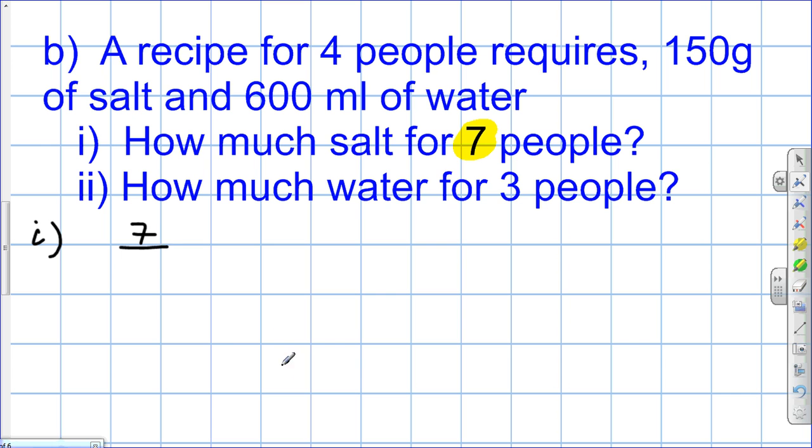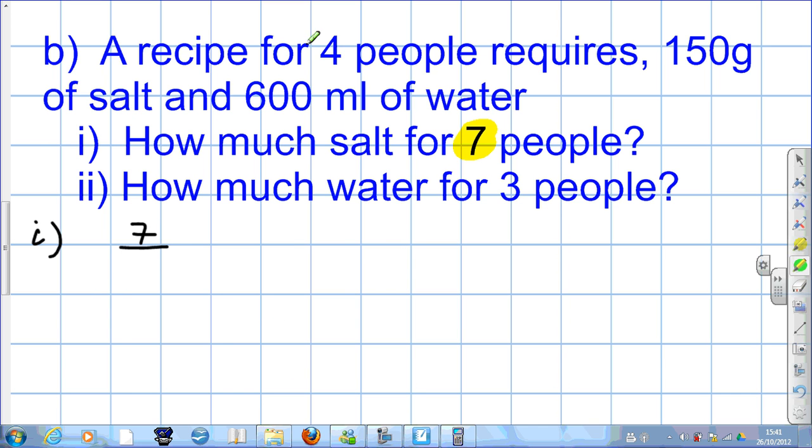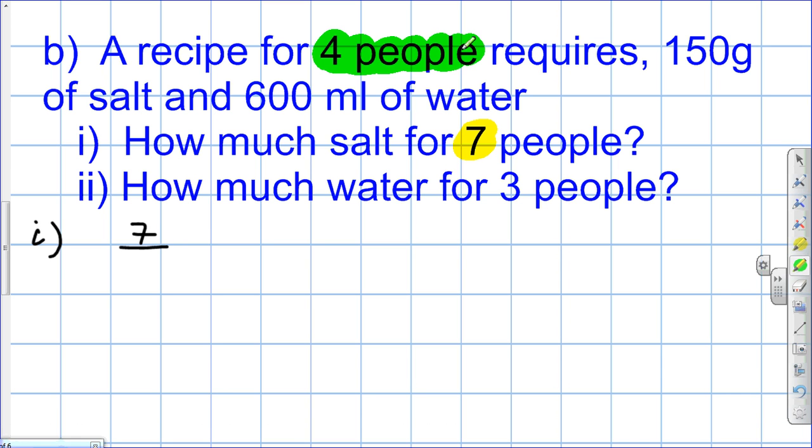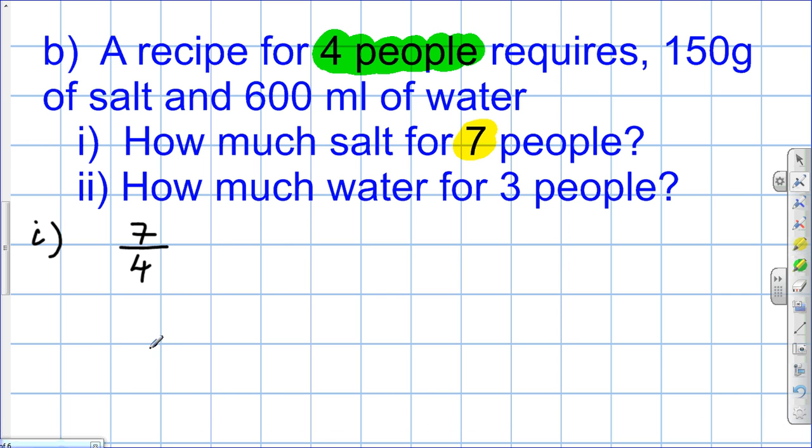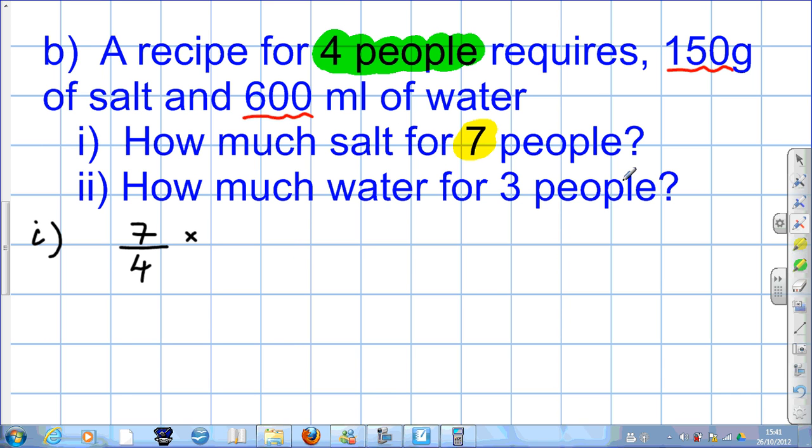Now, what's going to go underneath that as part of our fraction? Well, we look in the beginning of the question and look at the information. The number with the same units is 4. So that goes beneath our 7. Now we're going to multiply it by what? Is it going to be 150 or is it going to be 600? Well, we're trying to find out the amount of salt. This 150 grams refers to the amount of salt. So that's the thing we write down next.